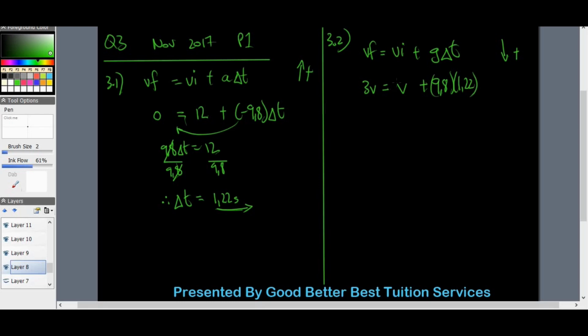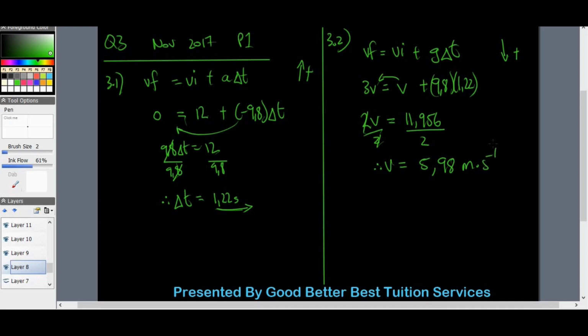Okay, so if I take v over 3v minus v, we know simple algebra, 2v is equal to 9,8 times 1.22, which gives us 11,956. It's not my final answer, so I'm not going to round off. Divide both sides by 2, and we get our answer to 2 decimal places. Therefore v is equal to 5,978, so 5,98 meters per second.